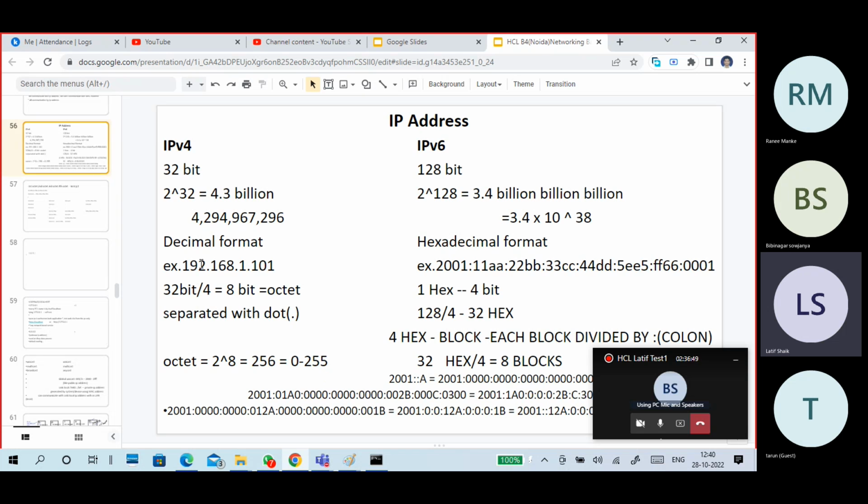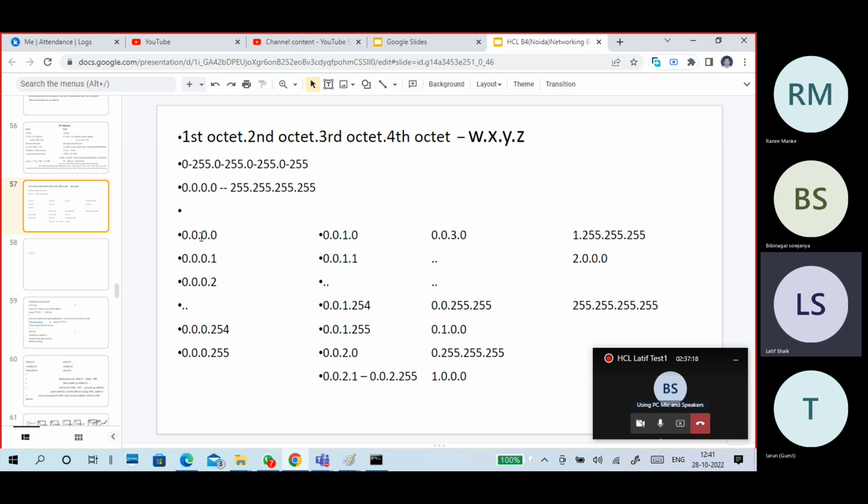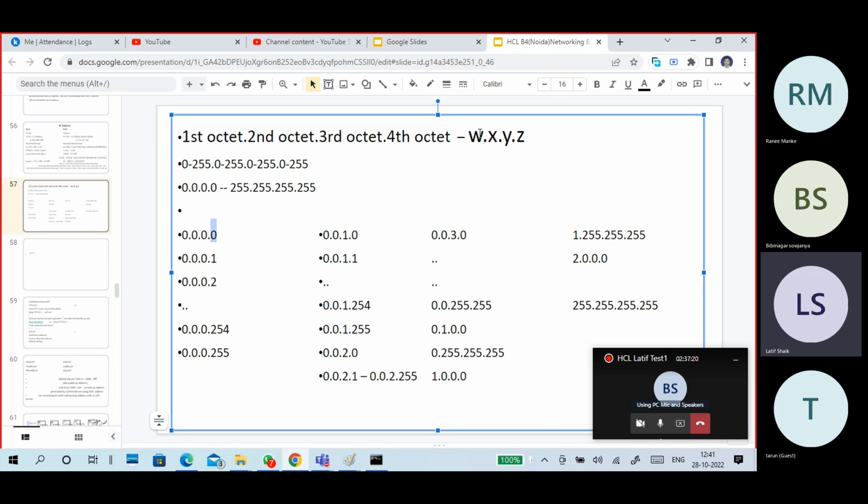These IP addresses we write in decimal format, and it is divided into 4 parts. Each part is 8-bit because it's a 32-bit address. Each part is 8-bit, called an octet, divided by dots. The size of a single octet, 2 to the power of 8, is 256, meaning 0 to 255.